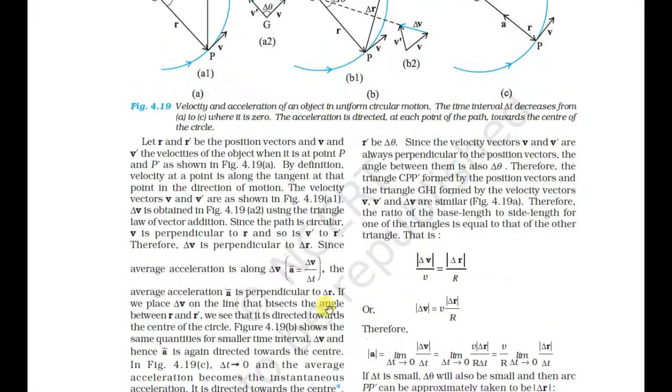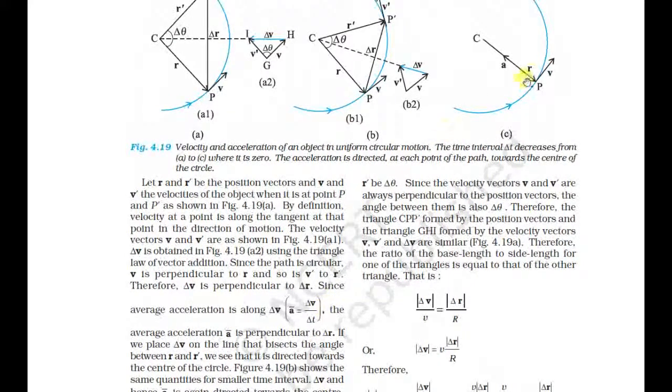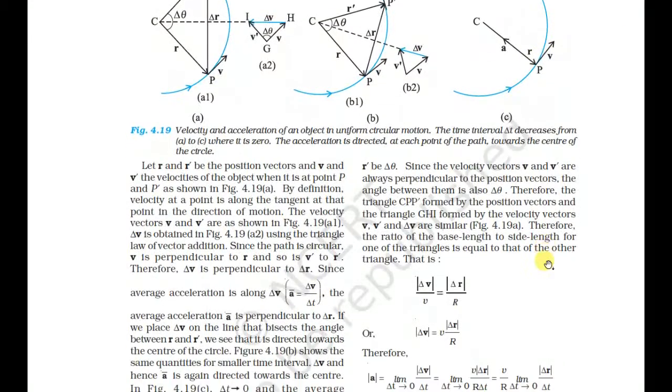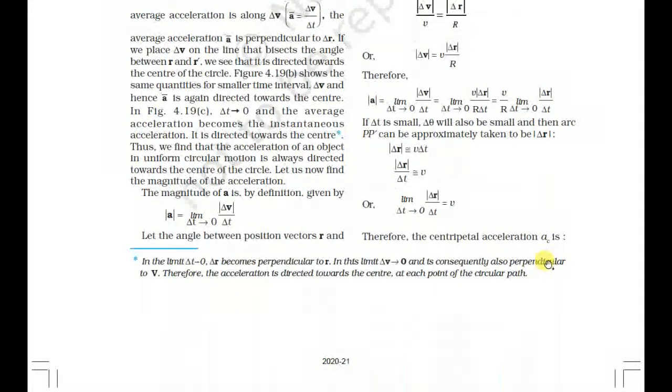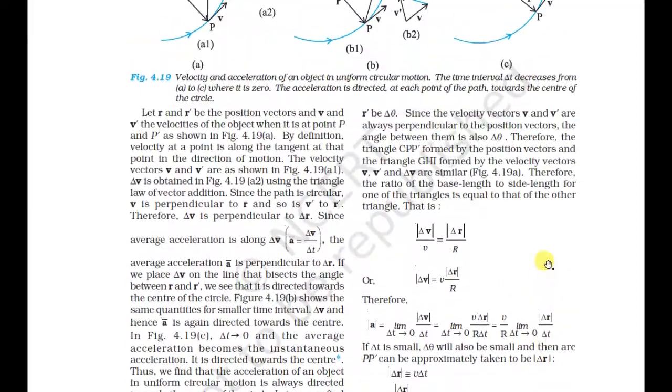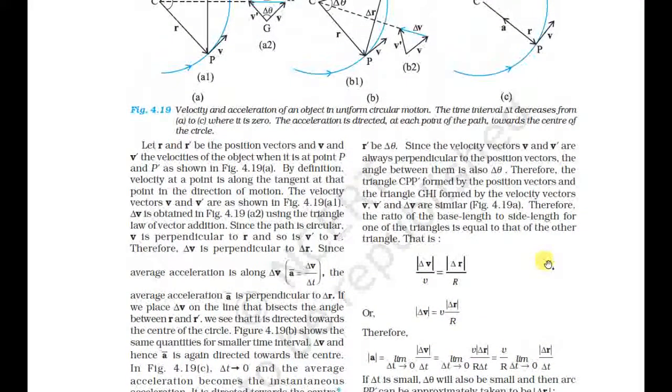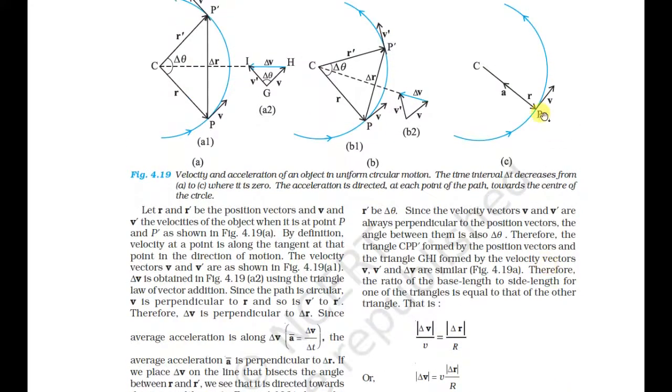As delta t tends to 0, delta r tends to 0 and becomes perpendicular to the path, and delta v is also perpendicular to v. Therefore the acceleration is directed towards the center at each point of the circular path. Since the velocity vectors v and v dash are always perpendicular to the position vector, the angle between them is delta theta.